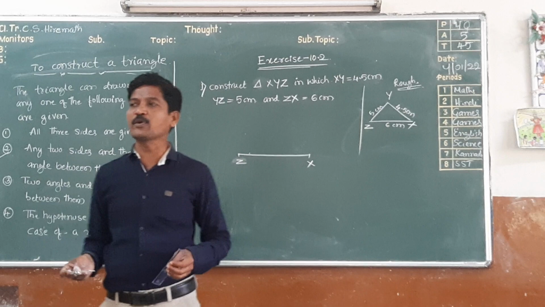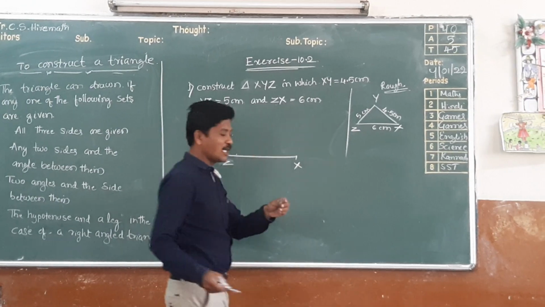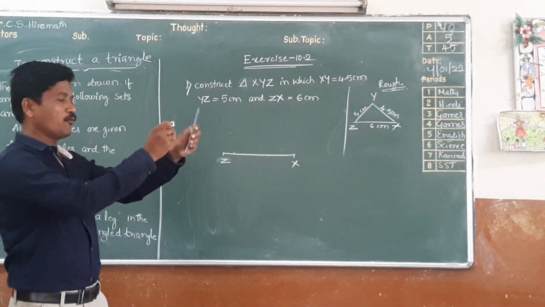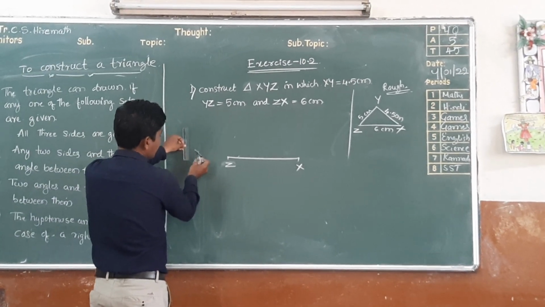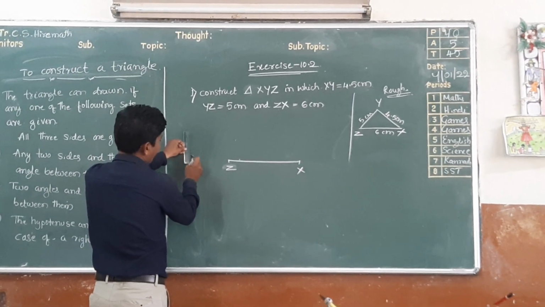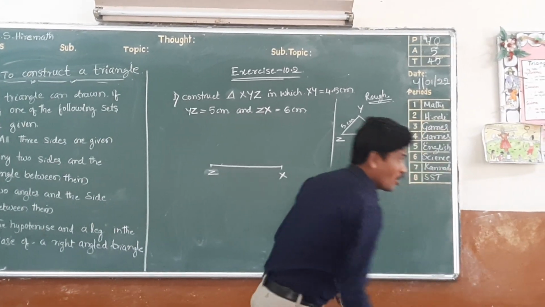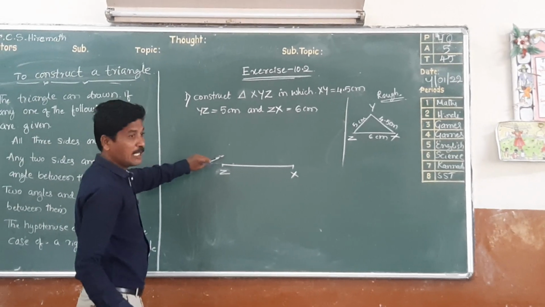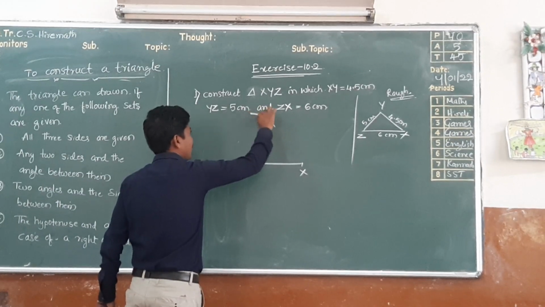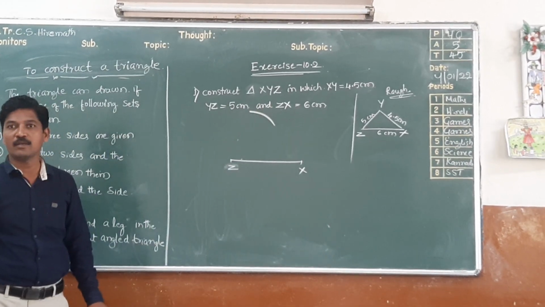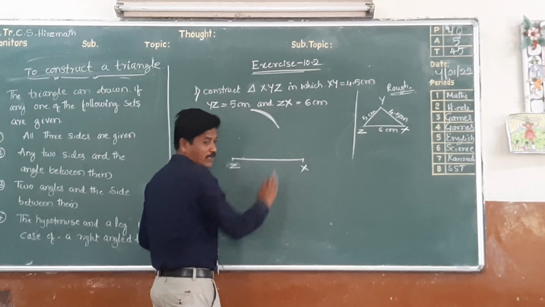In the compass, we need to take the measure of any one side. YZ is what I will take. YZ is how much? 5 cm. So from 0 to 5. Keep the scale on the notebook and take a 5 cm measure. Now keeping on the point Z, you need to mark an arc. Draw an arc. Got it? Okay. So it is nearer to X.